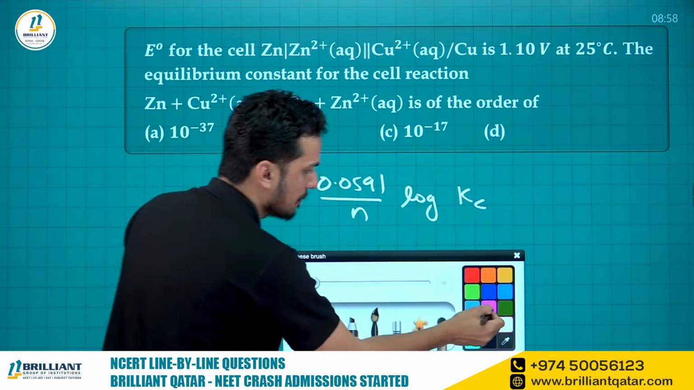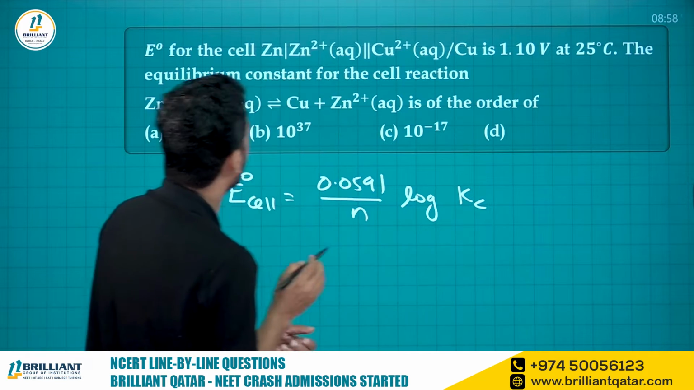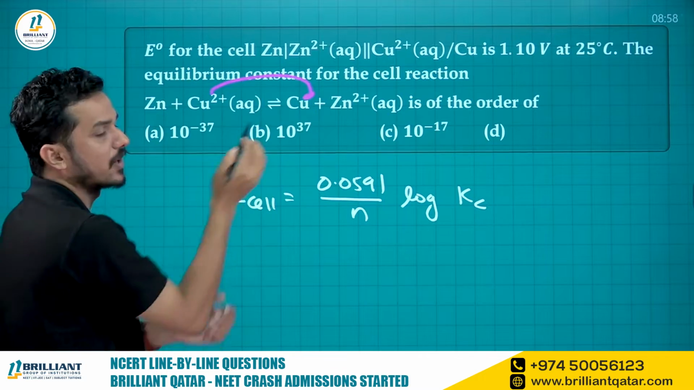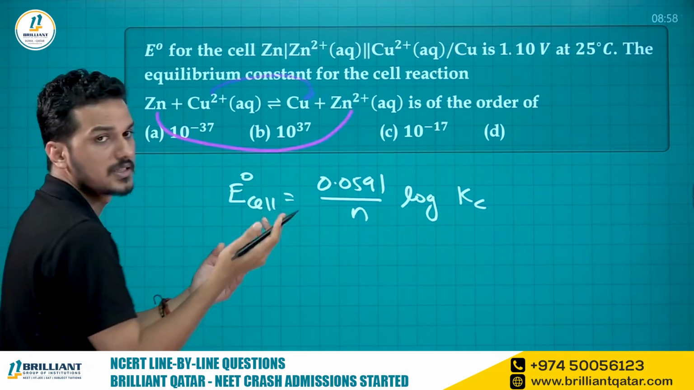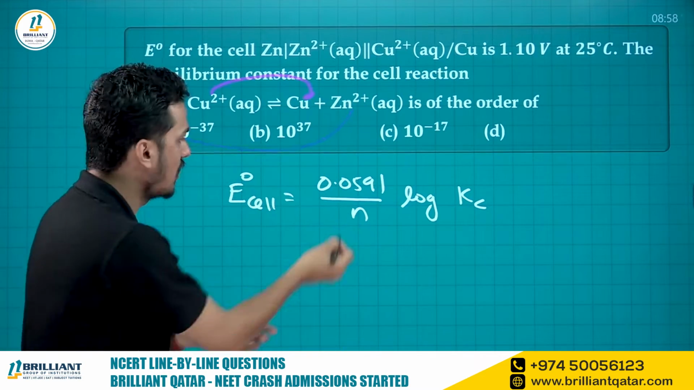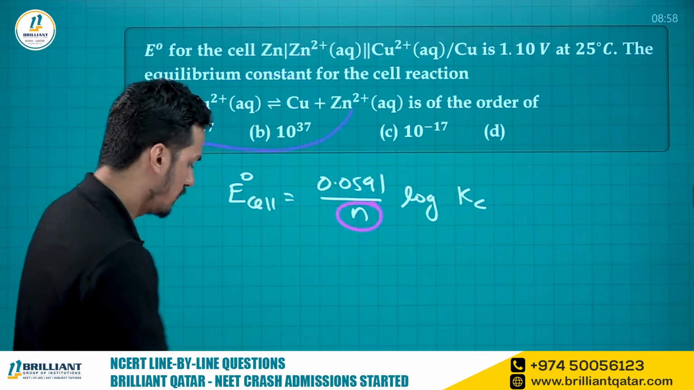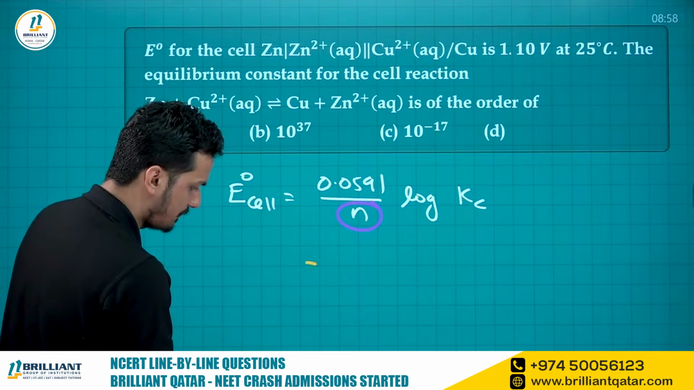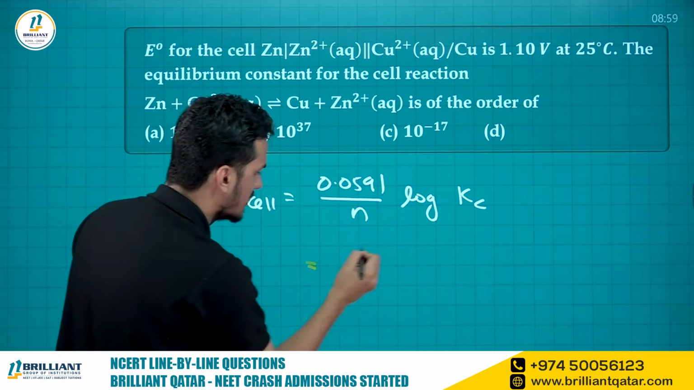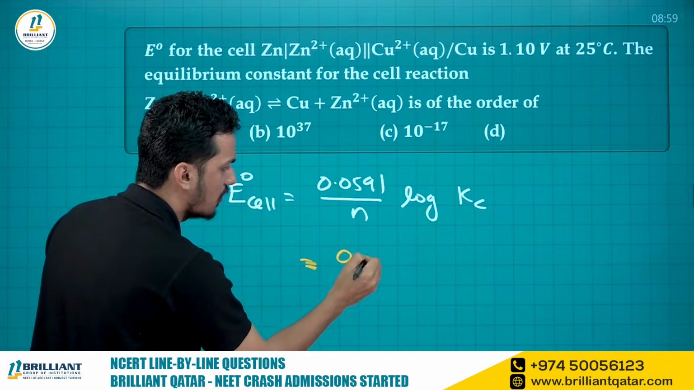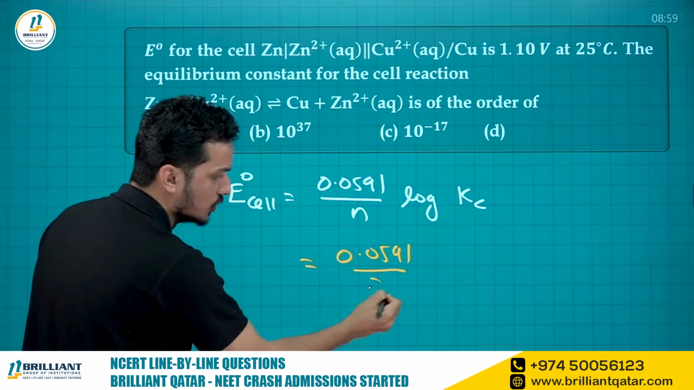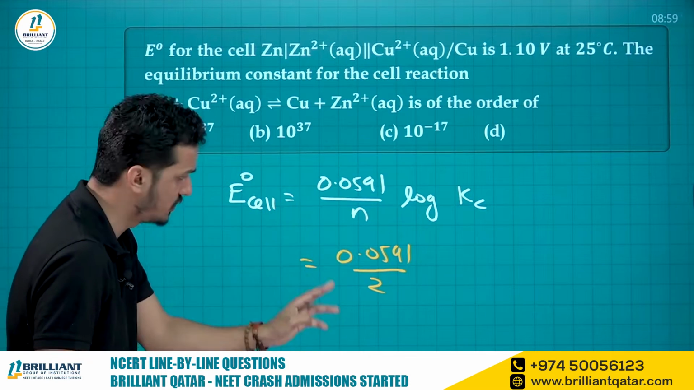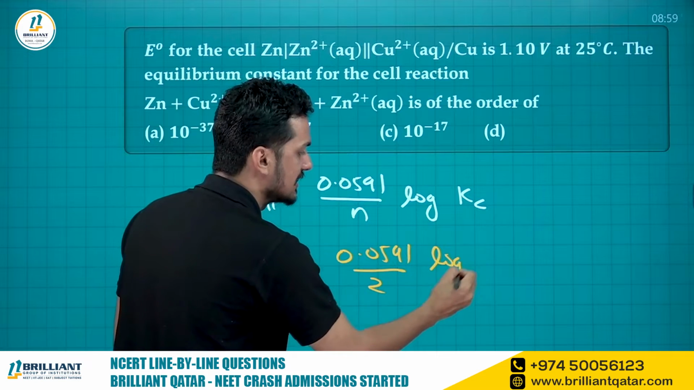Here, how many electrons are participating? Cu2+ becomes Cu, and Zn becomes Zn2+. They are also 2. So the n value is how much? The n value is 2, so we can substitute the value very easily. E0 cell equals 0.0591 by 2, log Kc.